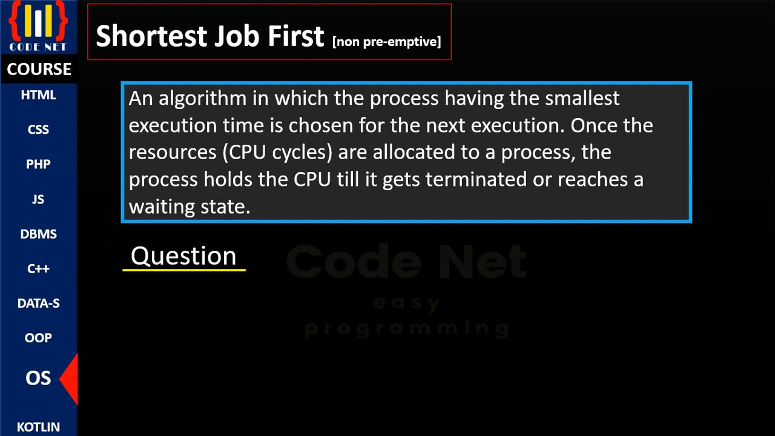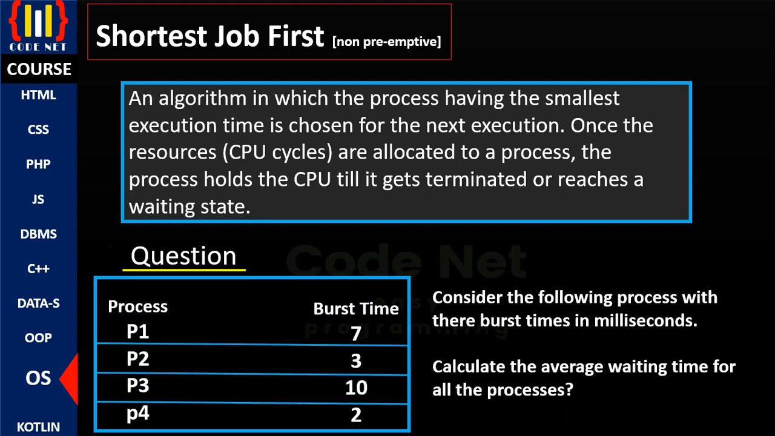So let's see this example, and from here we'll see how we can analyze the shortest job first scheduling algorithm if we are given a certain question or a similar question in an exam, or as an example or an exercise in a class. So we've been given 4 processes: process 1, process 2, process 3, and process 4. Their respective burst time or execution time is 7, 3, 10, and 2 respectively.